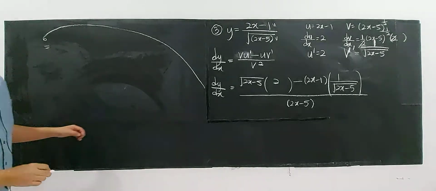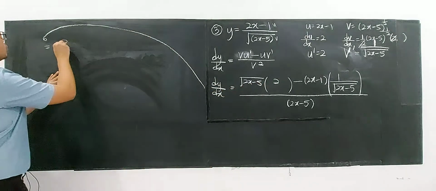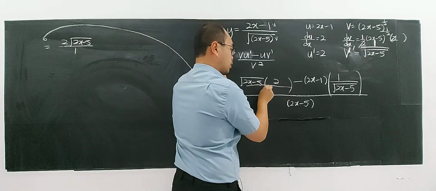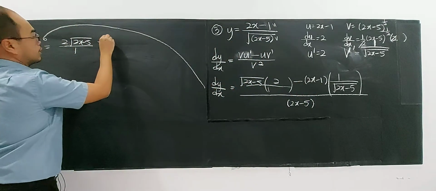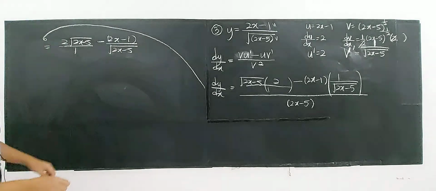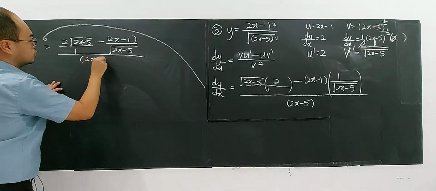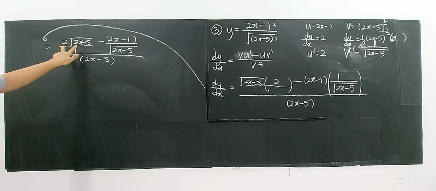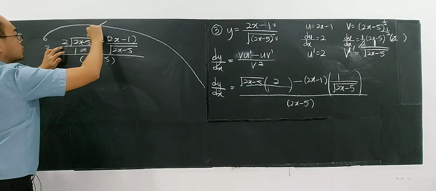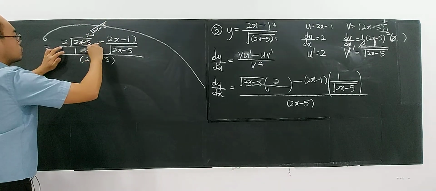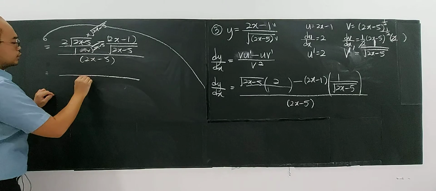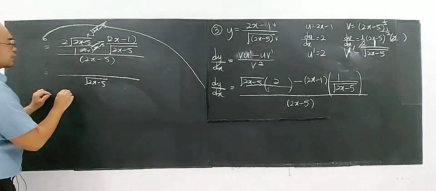So you have equals to, for this one you have 2 square root of 2x minus 5, which is actually divided by 1. So I want to equate the denominator. Here you have 1, so here you have minus the bracket 2x minus 1 over the square root of 2x minus 5, divided by 2x minus 5. So of course you should multiply up and down by the square root of 2x minus 5. This one also multiply with the square root of 2x minus 5. So together you have the same denominator, which has square root of 2x minus 5.